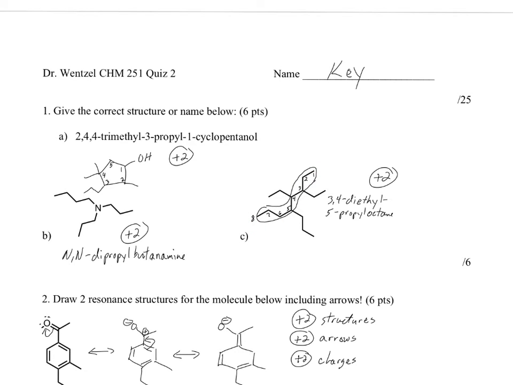I look and see what substituents we have. We have an ethyl, and a 1, 2, 3 propyl. And then to see the numbers, so I know it's a diethyl, because there's 2 of them. 3, 4, diethyl, 5, propyl octane. Right? E before P, that's the way it goes.